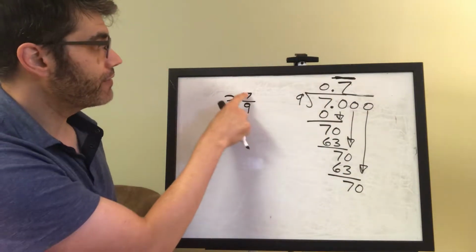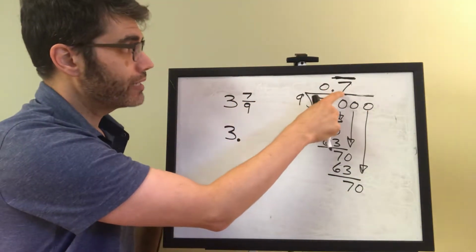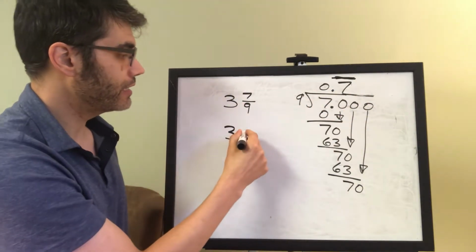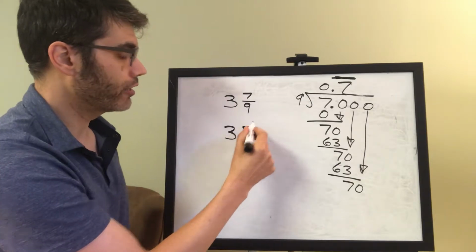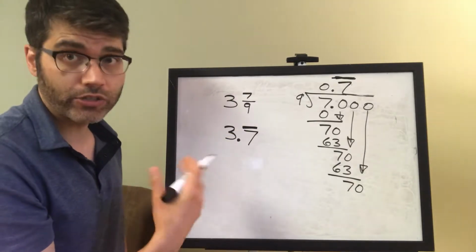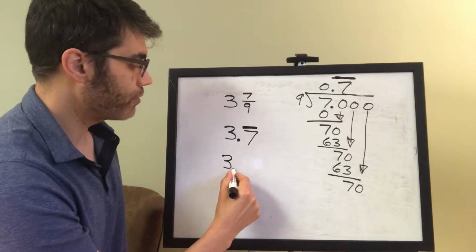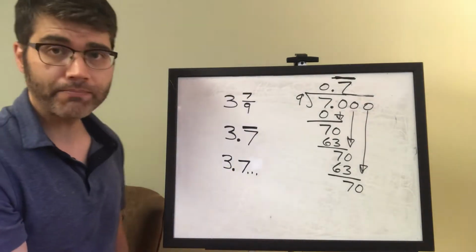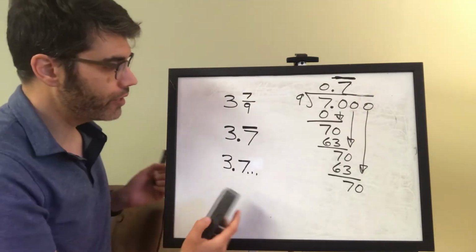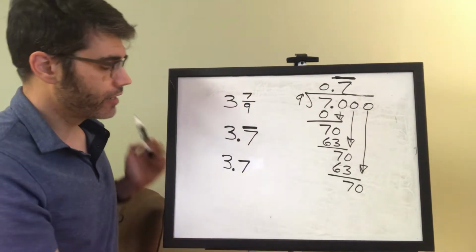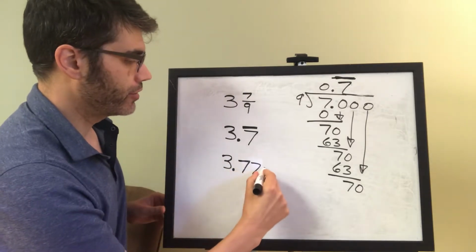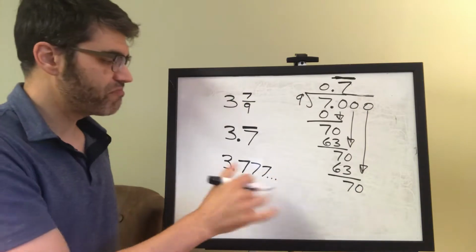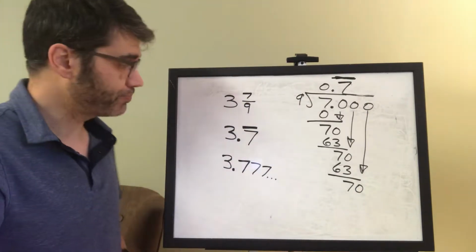So since 7/9 is 0.7 repeating forever, 3 7/9 is going to be 3.7 repeating forever, so we'll put a bar over that. Again, the other way, we could use an ellipsis. So the other way to show that, which is perfectly fine, is 3.7 ... Or if you want to, when you're using a couple dots, it's fine to put maybe 1 or 2 or 3 7s in, but any of those ways is totally fine.